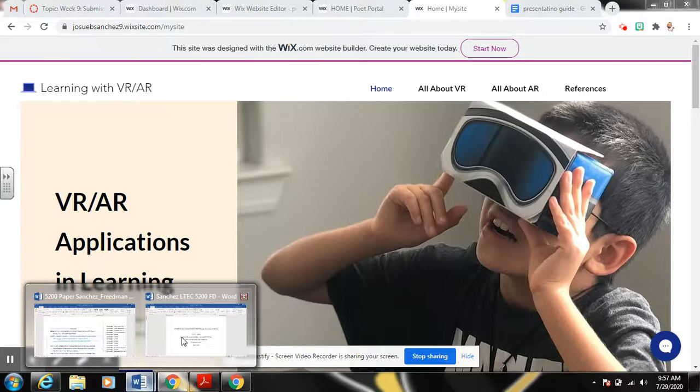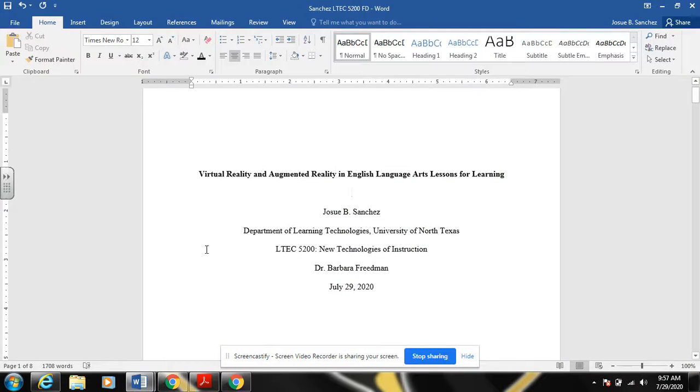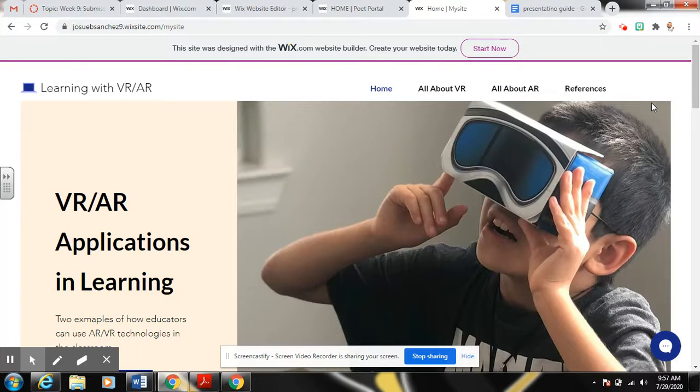I'm just going to jump over here to my paper, Virtual Reality and Augmented Reality in English Language Arts Lessons for Learning. That is the title of my paper. Just to give you an idea of what the focus was, as I started my initial research, I found that there were not too many examples of how to use VR and AR in the English classroom.